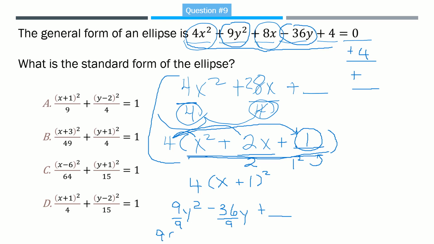And we're left with y squared. 9 goes into 36 4 times, I believe. Let me double check that. Yep, and that's going to be 4y.